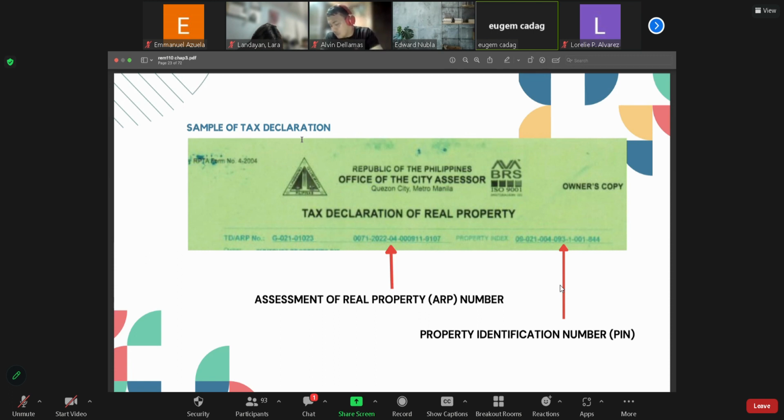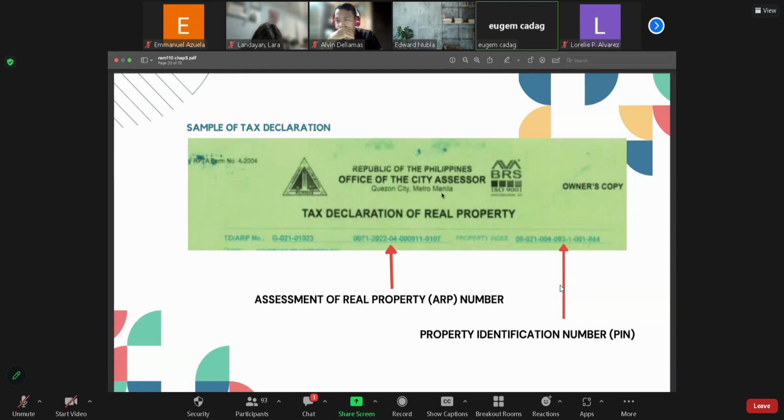We also have here yung assessment of real property or ARP number. Dito po sa tax declaration din natin makikita yung number na yan. This ARP is a unique number assigned to each property by the local government units for taxation purposes as well. It is used to identify the property and its owner in the LGU's database. This number is usually found here in the tax declaration po.